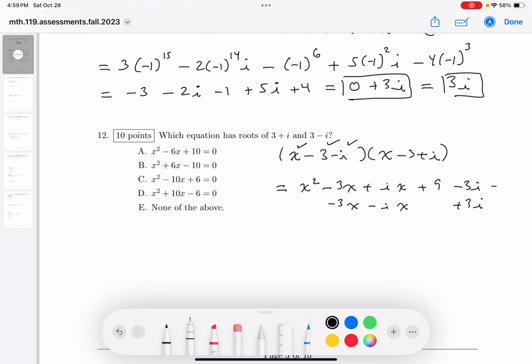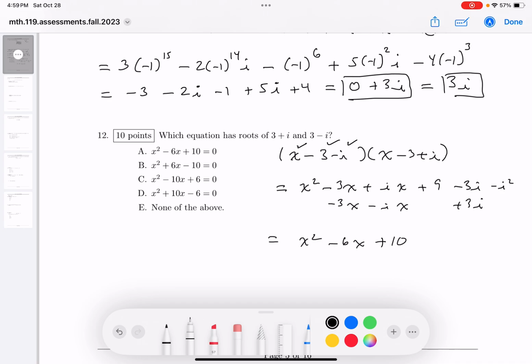Then what do you get? You get minus i squared. All right? What do you get now? x squared minus 6x. The ix's disappear. You get 9. The 3i's disappear because minus 3i plus 3i is 0. And then minus i squared is going to be +1. So now you get +10.